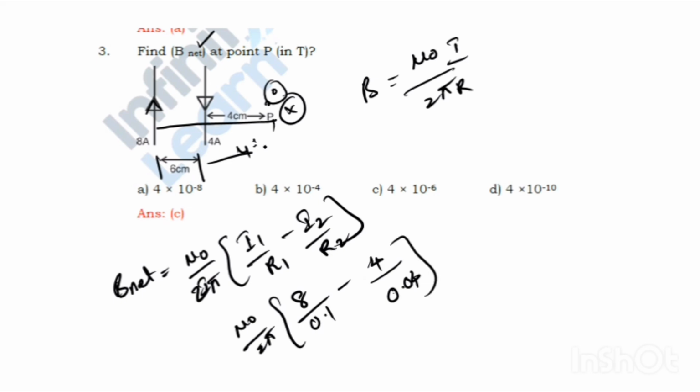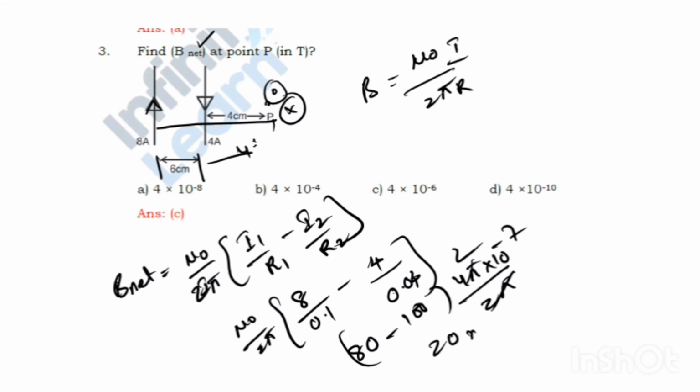So this is (80 minus 100) into 4π into 10 to the power minus 7 by 2π. Here this is 2, that is 20 into 2, that is 40 into 10 to the power minus 7, which is equal to 4 into 10 to the power minus 6 Tesla. By these two conductors, the magnetic field at the point P is 4 into 10 to the power minus 6.